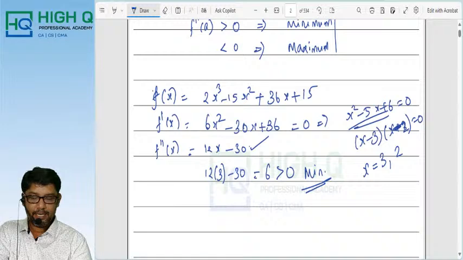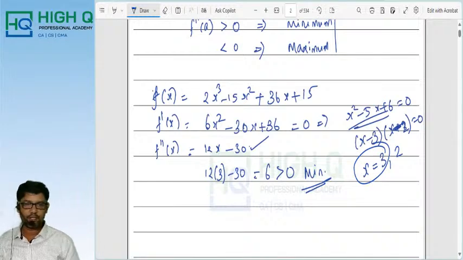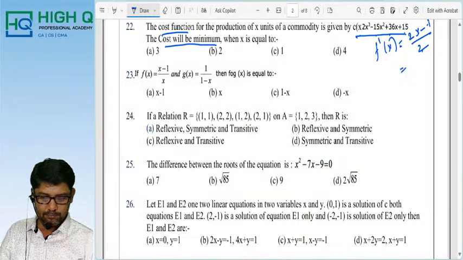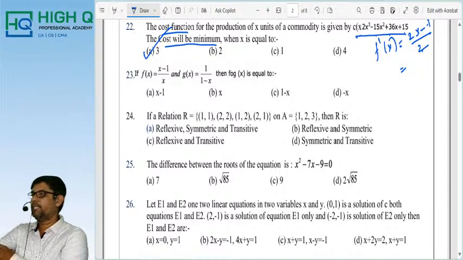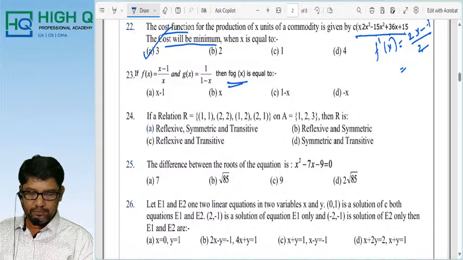So I can say at x equal to 3 the function is minimum. Am I right? Yes. At x equal to 3 the function is minimum. Am I right, my dear? Yes. You are not supposed to leave this type of question.